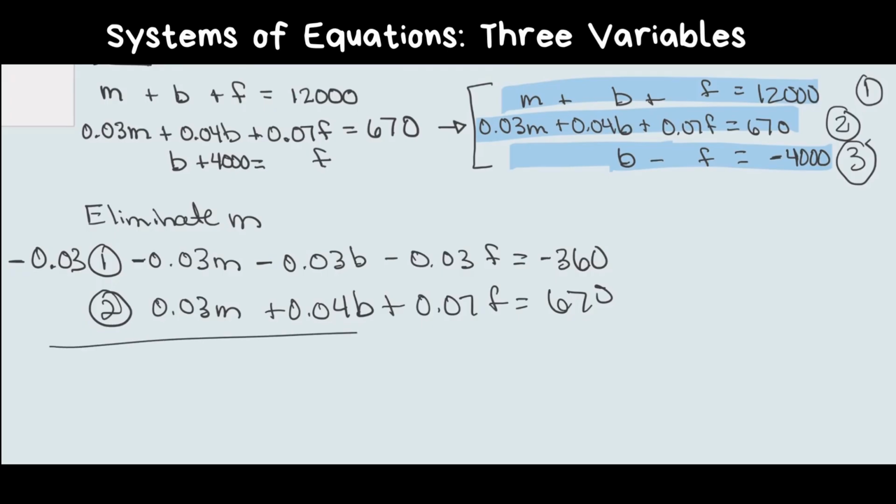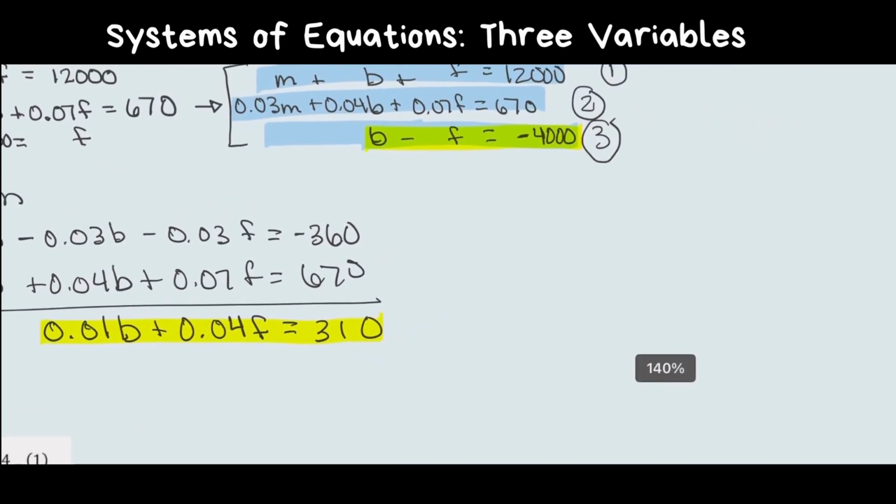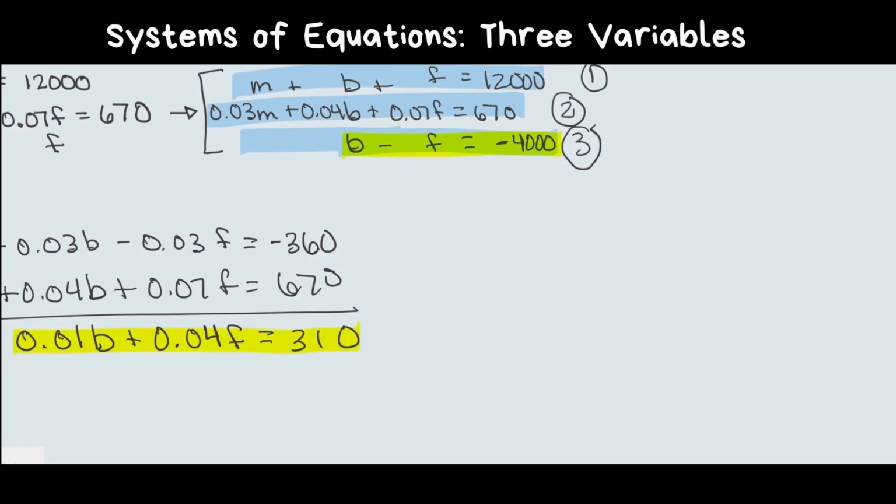And I'm going to add them together, okay? M is gone. We will have 0.01 B plus 0.04 F equals positive 310, okay? Now check this out. This equation doesn't have an M in it. This equation doesn't have an M in it. So I already have M eliminated twice. Okay, so I'm going to use those two now. And I'm going to eliminate another variable. So I'm going to call this one my equation 4.